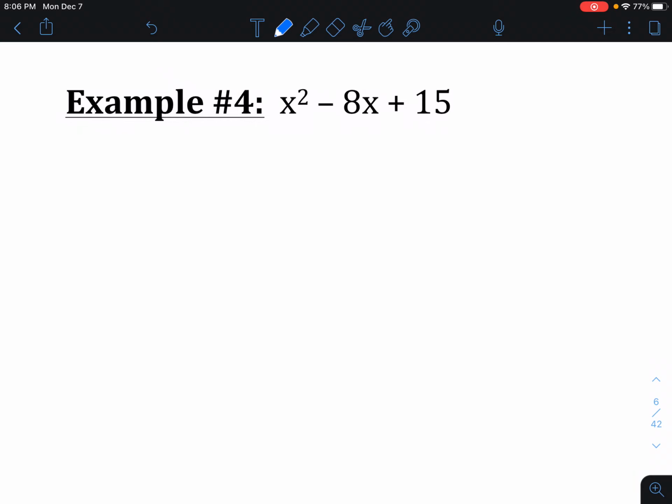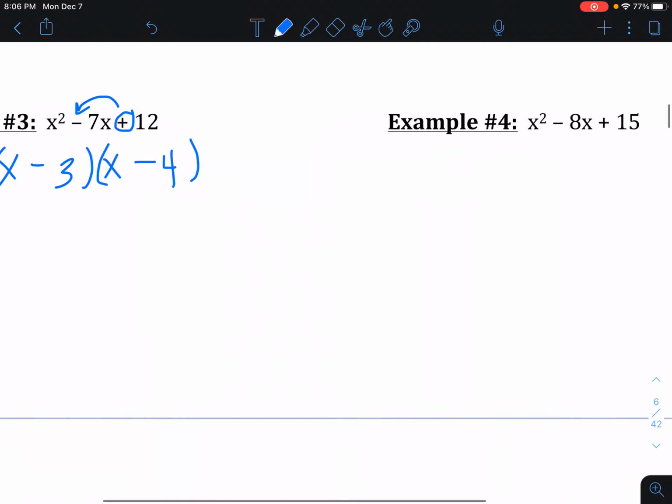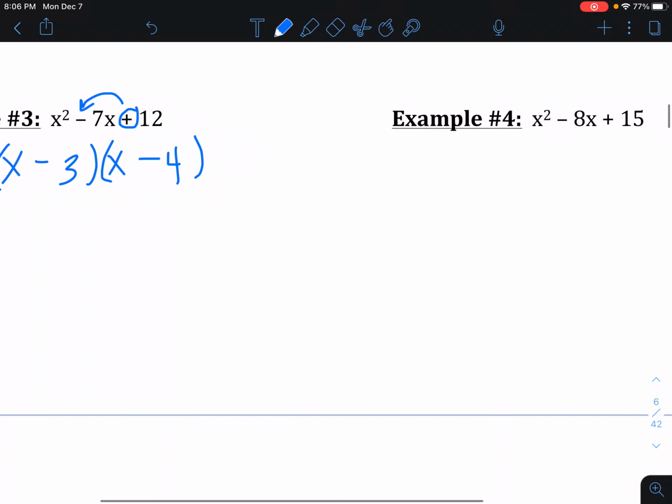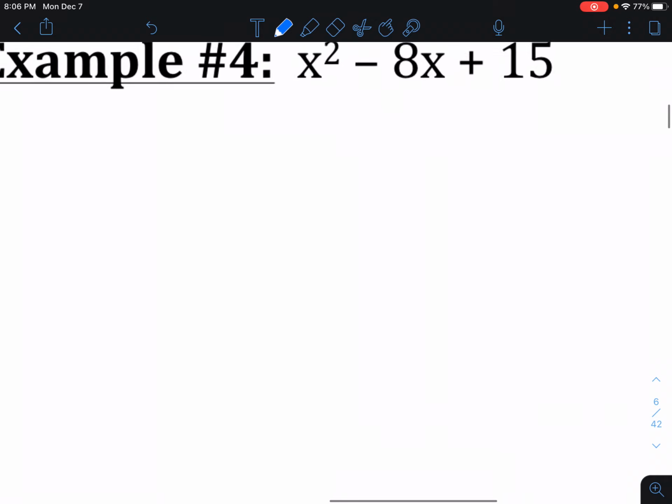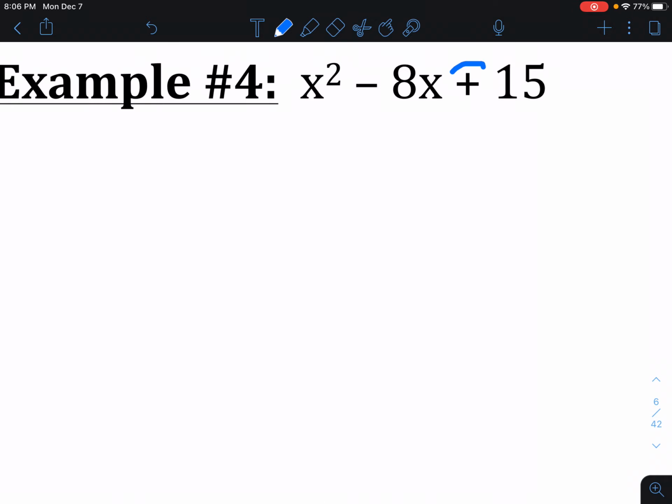Okay, another one. Notice again, example 4 is just like example 3. We look at the C term first. It's a plus, so that means the signs are the same. They're both minus.